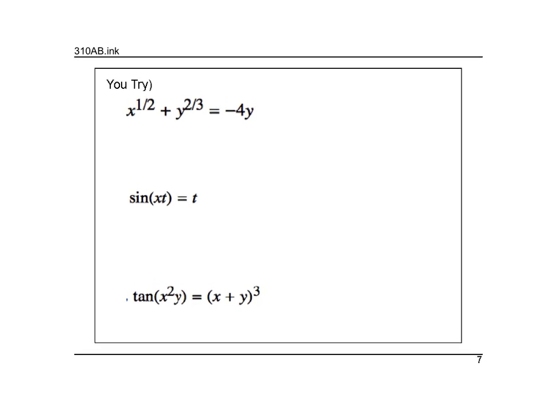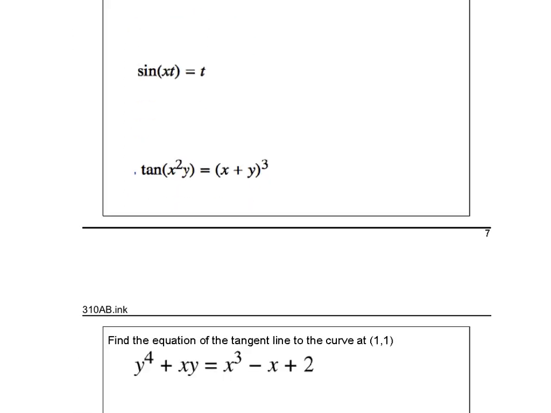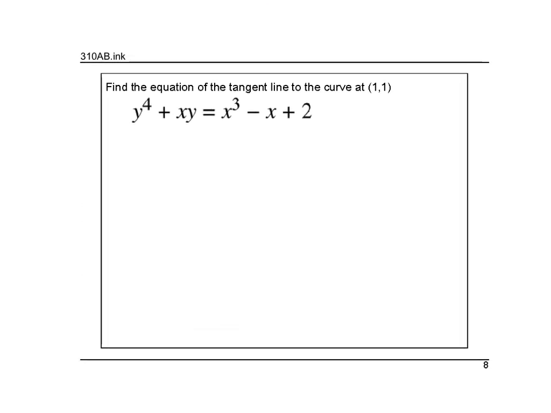I'm going to leave these three for you to try, and we'll go through them in class together. Pause the video, write them down, fill them out, and we'll talk about it when we see 3.10 in class. But I do want to do the equation of the tangent line. Remember, I said that this type of problem is going to constantly come up.